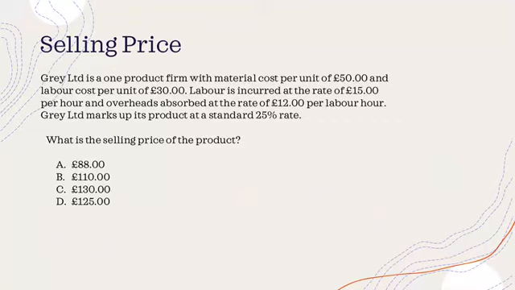Okay, so this question is a selling price question, and the question states that Gray Limited is a one-product firm with material cost per unit of £50. So materials are equal to £50, and labour cost per unit is £30.